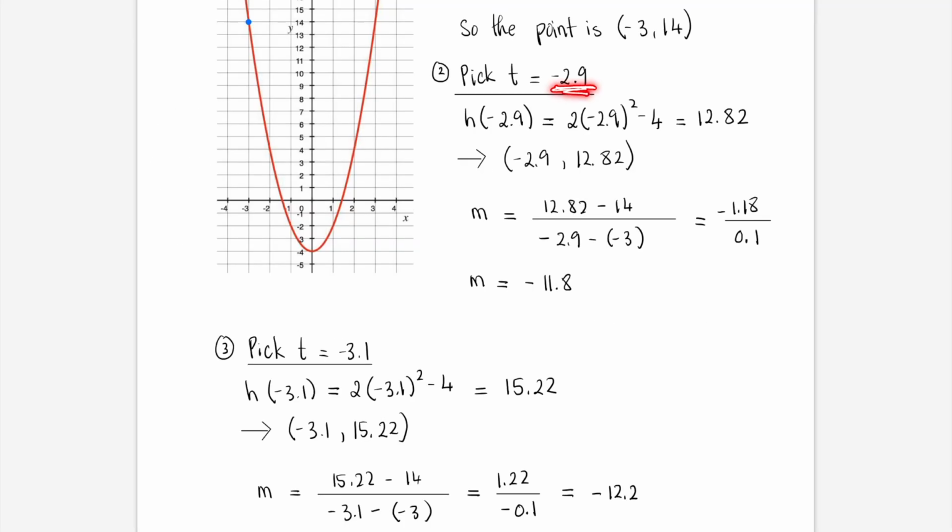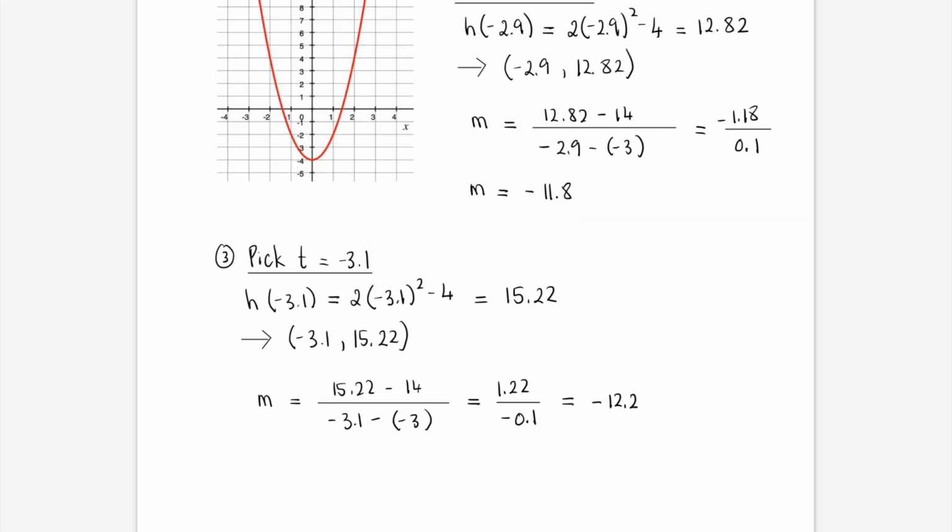From the right side of negative 3, the slope is negative 11.8. From the left side of negative 3, the slope is about negative 12.2. Notice something? One side gave us negative 11.8. The other side gave us negative 12.2.